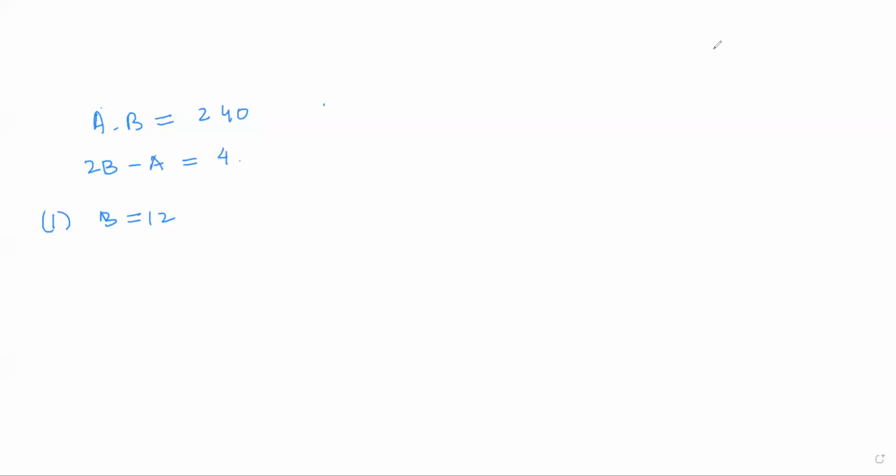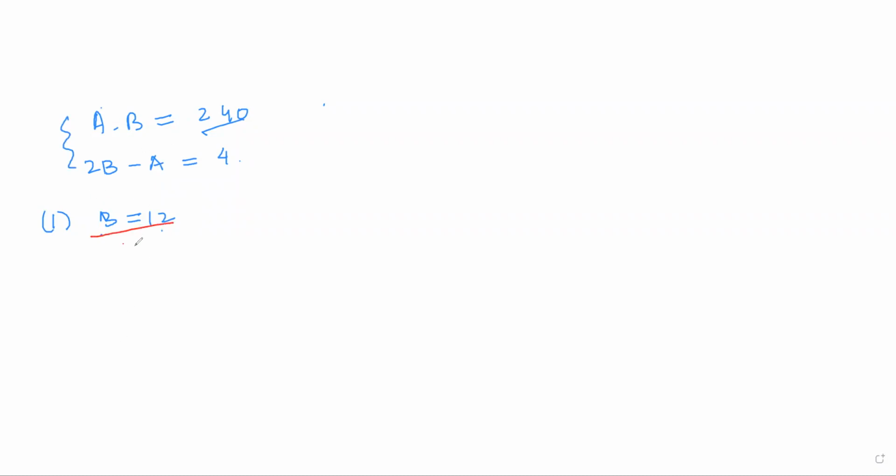Right? Using the option method, we have A times B equal to 240 and 2B minus A equal to 4. If we take the first option, B is 12, let's check. If the equation is satisfied, this is the correct answer. Let's say B is 12.